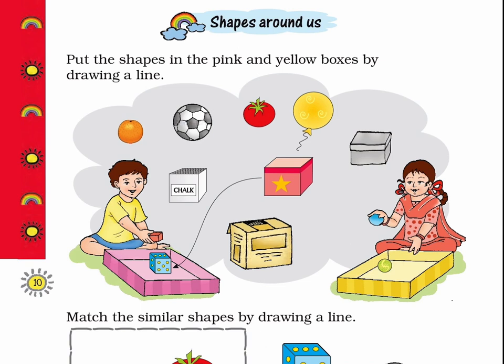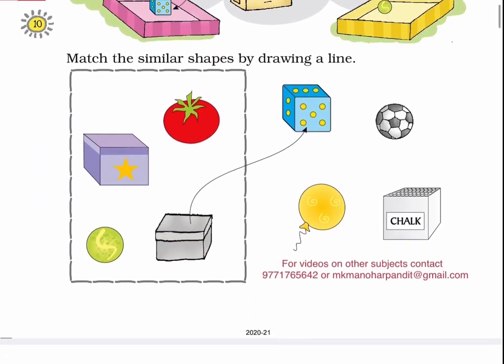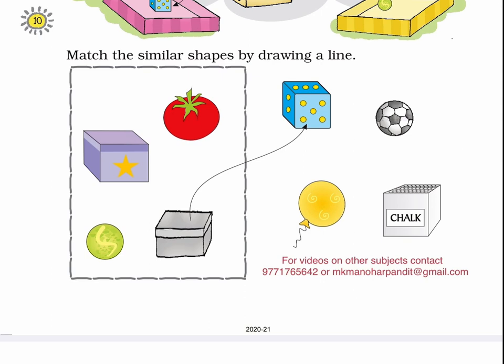Picture 2 shows 8 objects of round and cube shapes. Gift box, cake box, ball and tomato are inside a 4-sided closed space. Dice, ball, balloon and chalk box are outside the closed space. Activity 2. Match similar shapes by drawing a line.